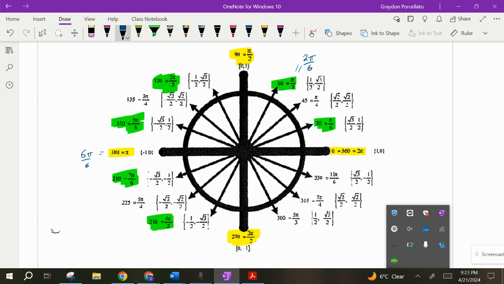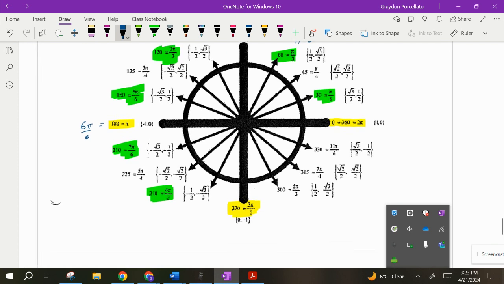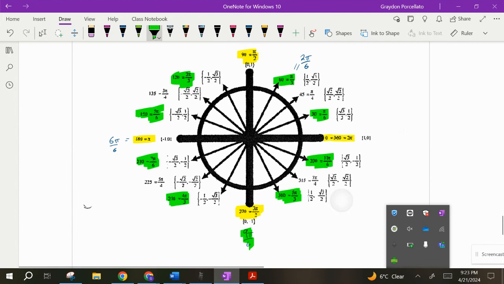Go up another pi over 6, we get to 9 pi over 6, which is the same as 3 pi over 2. Go up another pi over 6, we get to 5 pi over 3. Okay, so you're just going up pi over 6s there.